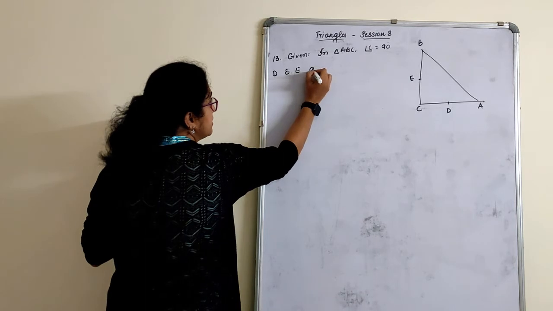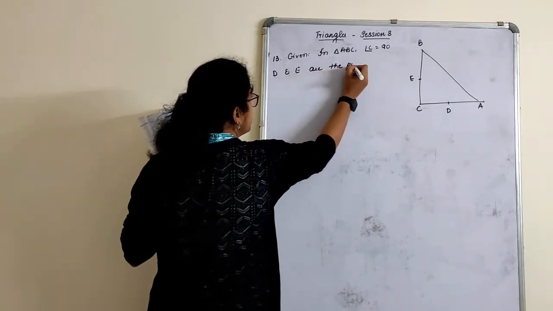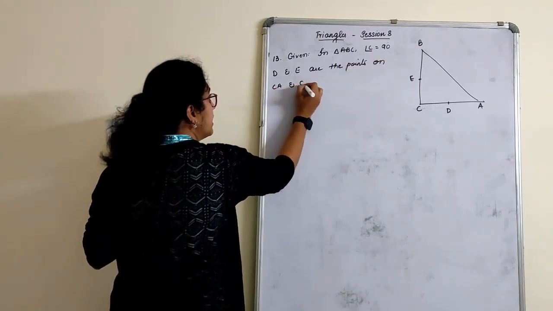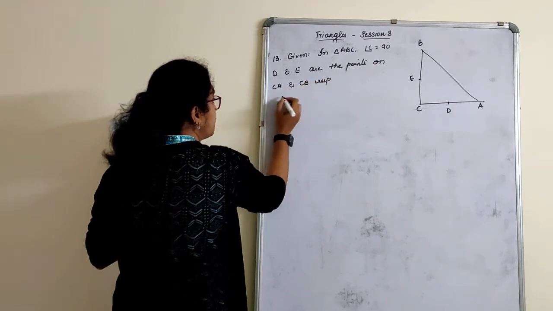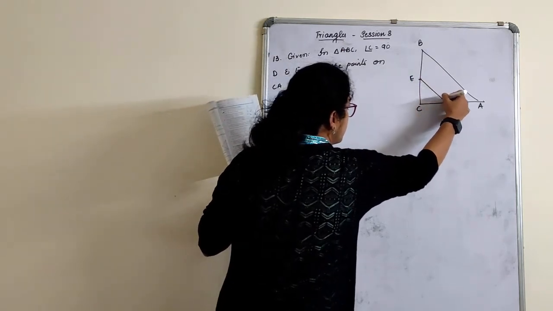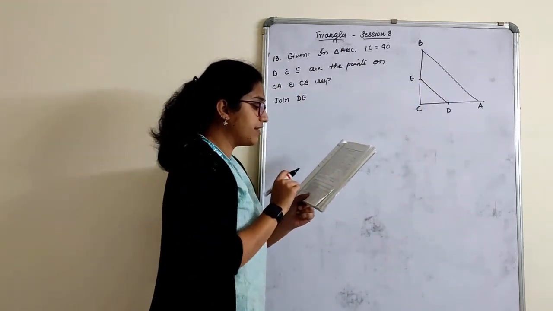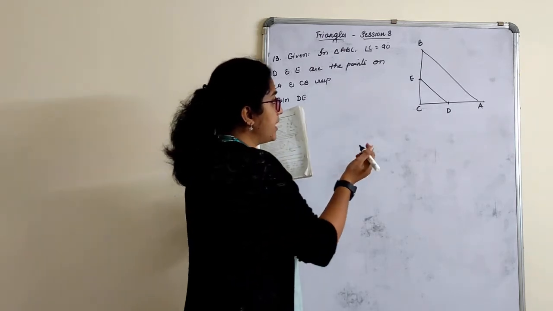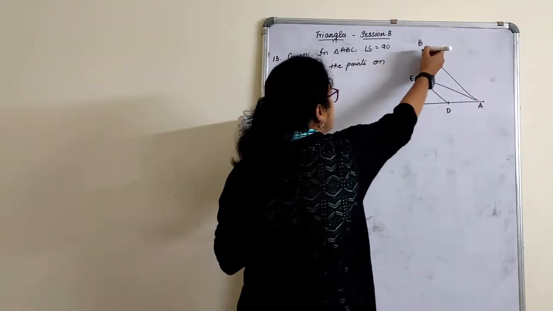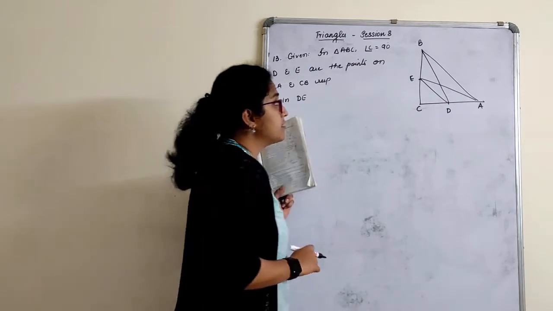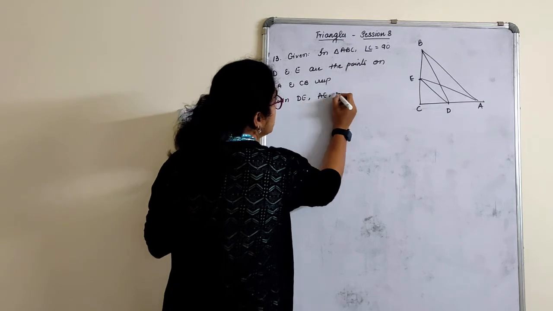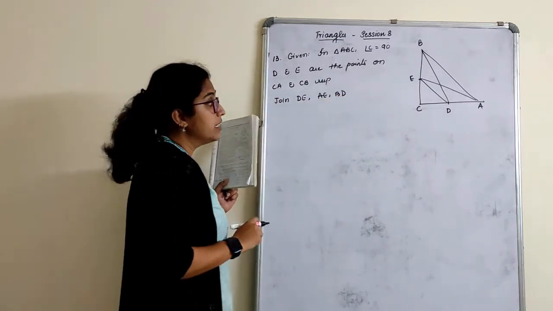D and E are the points on CA and CB respectively. Join DE. Okay. Along with that, how do I know I have to join? Because they have given us AE square plus BD square. AE square, that means I have to join AE also. Then BD square, I have to join BD. That is how I come to know. So join DE, AE and BD. Right?